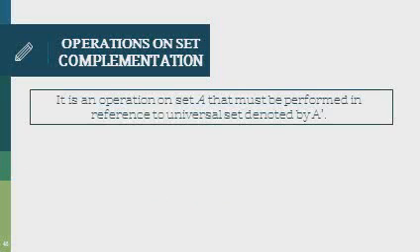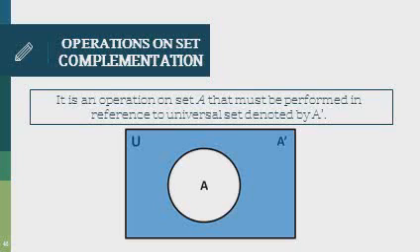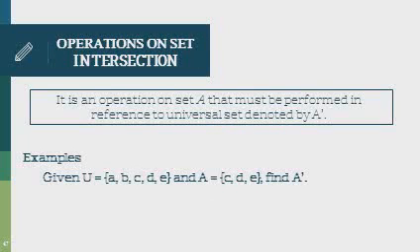How about the complementation? It is an operation on set A that must be performed in reference to the universal set, denoted by A with a bar on top. Example: our universal set is A, B, C, D, and E, and A is C, D, E. Complementation is like subtracting. You subtract set A from the universal set. We remove C, D, E, and what remains is A, B. That is the complementation.